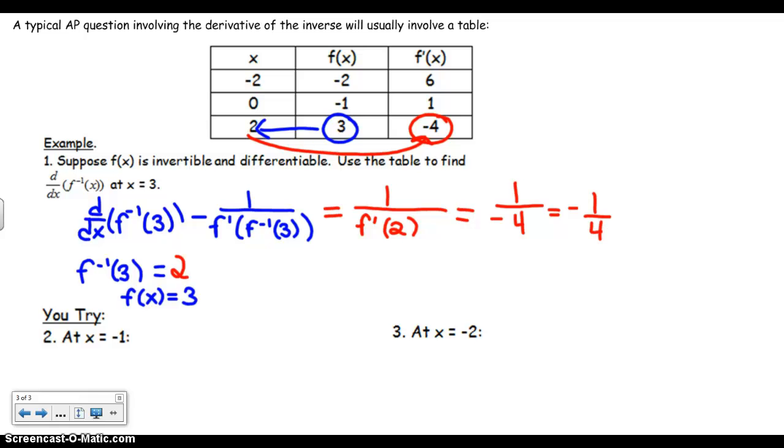So you try the next two. Again, pause the video. When you're done, unpause the video, and the answers will appear. Okay, here are the answers for 2 and 3. If you have questions, bring them to class.